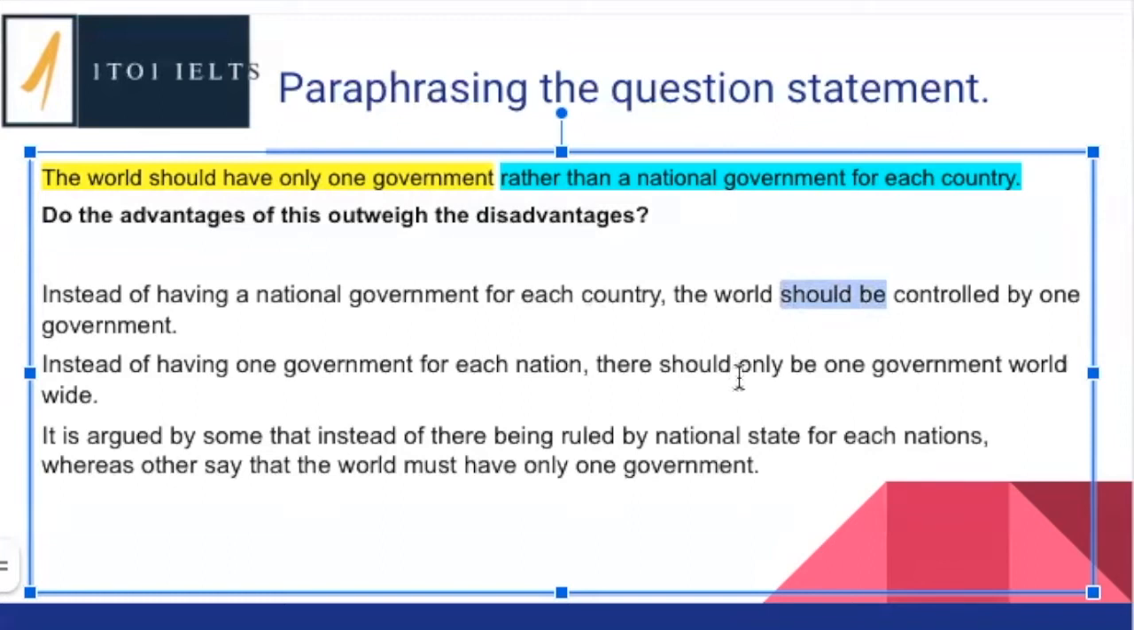Should be. What can we change should for? That comes up a lot. Someone said ought to. Yes, should and ought to are direct synonyms. You can always use them as synonyms. So the word ought to be controlled. You don't have to find synonyms for every single word, but as I said, this is something that comes up a lot in your question statement. So it's really nice to know this synonym.